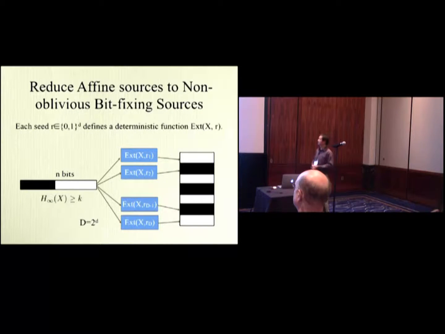Right? So again, each fixed seed is going to define a deterministic function. So here, this whole process is going to be deterministic. And we get this matrix where the number of rows is 2 to the d, where d is the seed length. So for example, if it's order of log n, then we have a polynomial number of rows here.